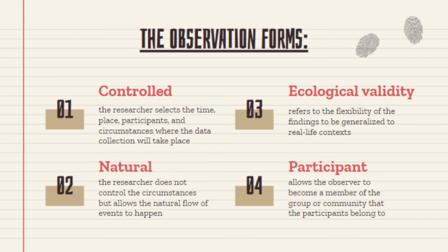Lastly is the participant observation. It allows the observer to become a member of the group or community that the participants belong to. This type of observation can be overt or covert. When the participant observation is done overtly, the participants know the research-related motives of their observation. But when the participant observation is performed covertly, the participants are not aware of the intention behind the observations.